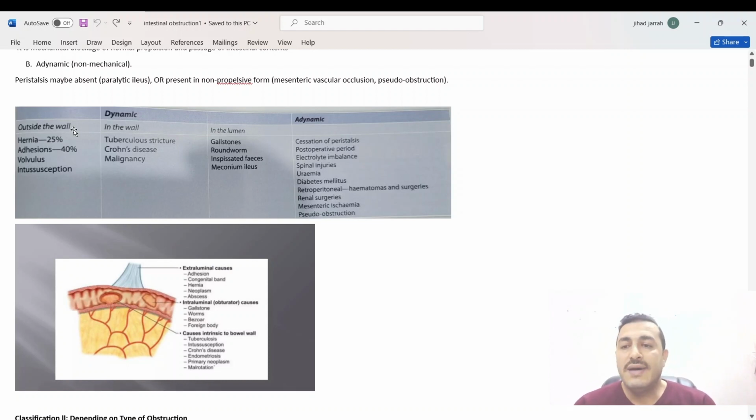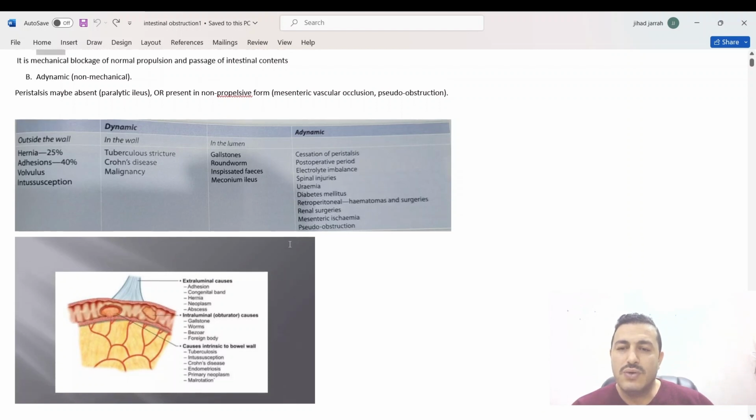Sometimes they call it intraluminal. And in the lumen itself, for example, gallstone ileus, the stone is impacted in the lumen. Worms, whether roundworms, or feces. We know that one of the causes is stercoral ulcer, when feces is impacted in the lumen. And meconium ileus. These are causes inside the bowel lumen. You can imagine what I mean.